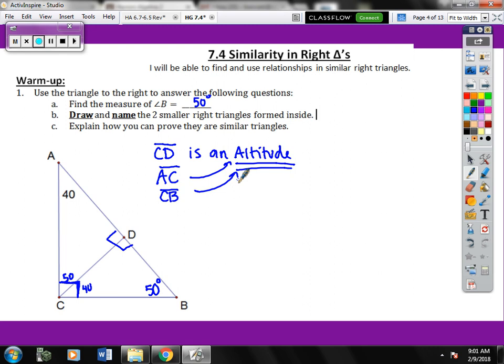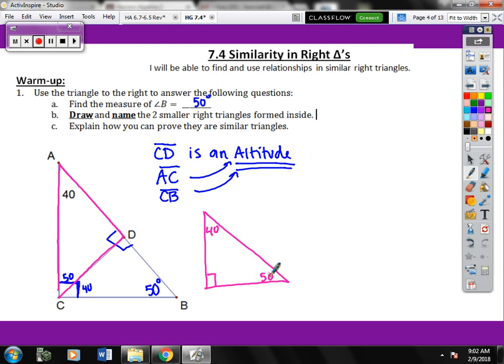Now, what they want us to do is draw and name 2 smaller right triangles that are formed inside, and explain how we can prove that they are similar. And I'm going to suggest that we redraw them so that it goes 40, 90, 50, and that way it kind of makes sense logically. So let's look at this triangle. Again, since this one has the 40, 90, 50, I'm going to redraw this one so it has the 40, 90, and the 50.